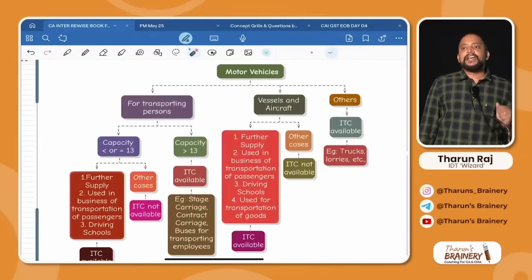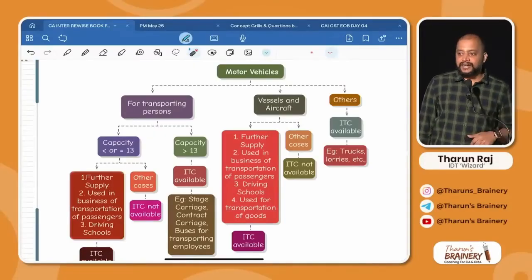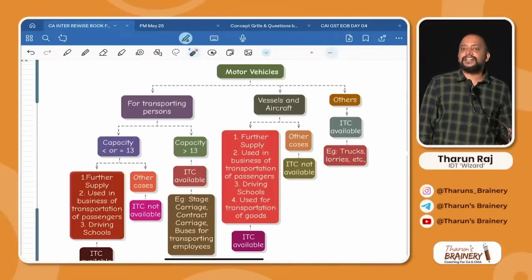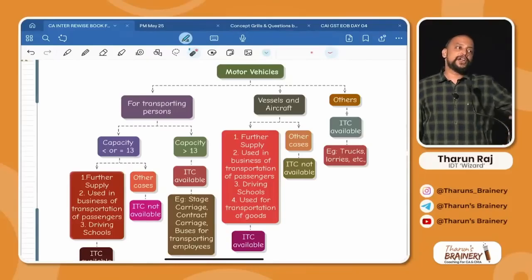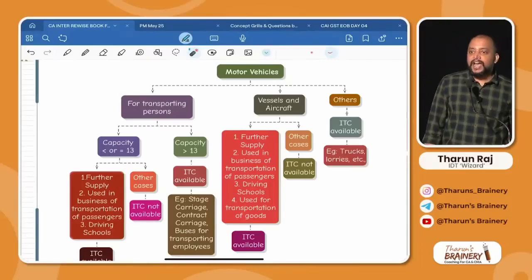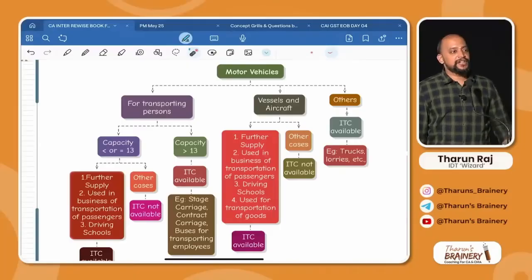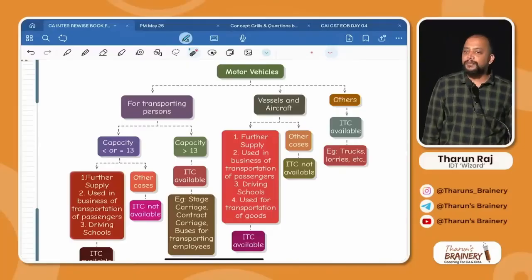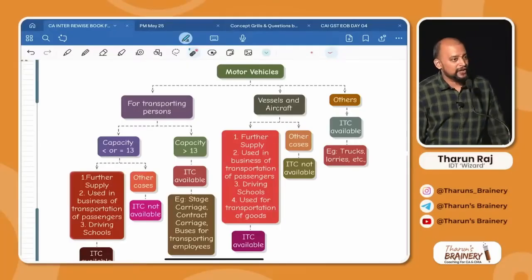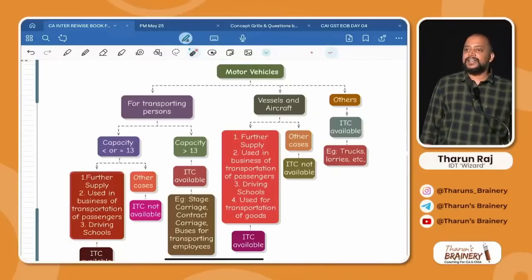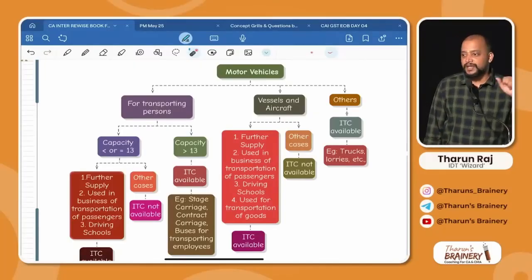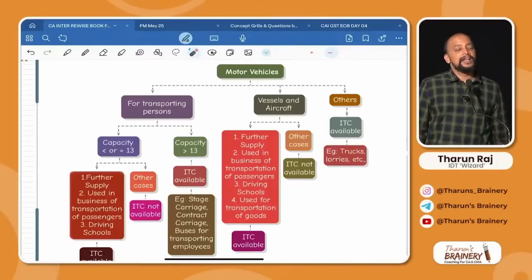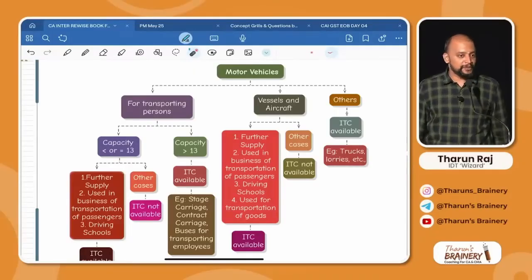For example, a chartered accountant will buy a car. Definitely, can you guarantee that he will be using it 100% for professional purpose only? No, he may go for a marriage function or shopping, and definitely he will take his family and go in that car only, correct or not? So how can you say? Will you install a CCTV camera inside the car to check whether he is using it for business purpose or personal purpose? Very difficult to determine. That's why they are telling ITC not available.